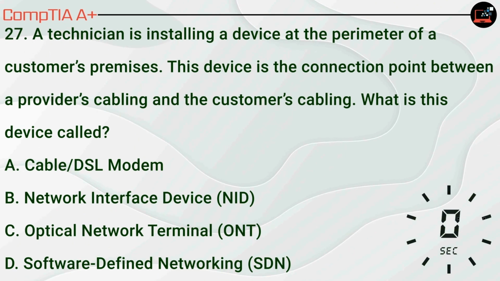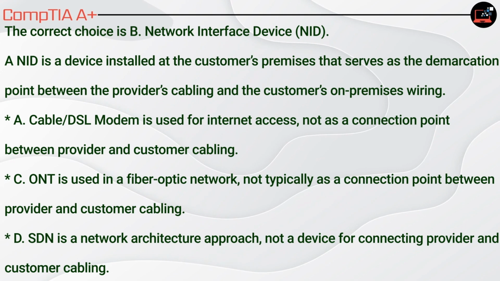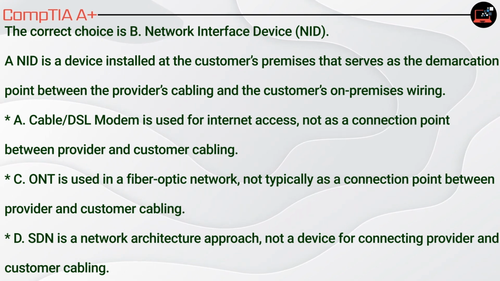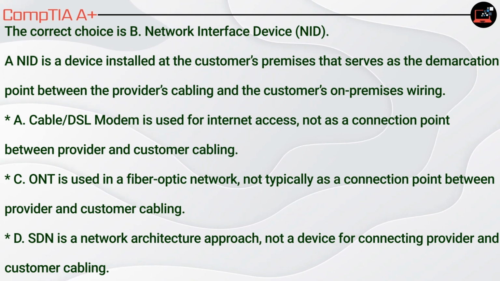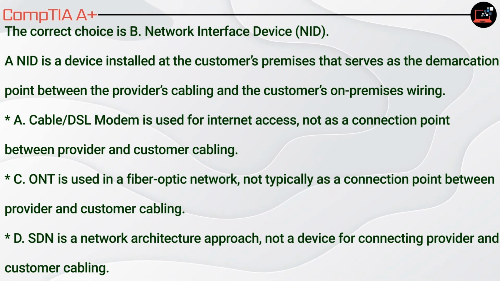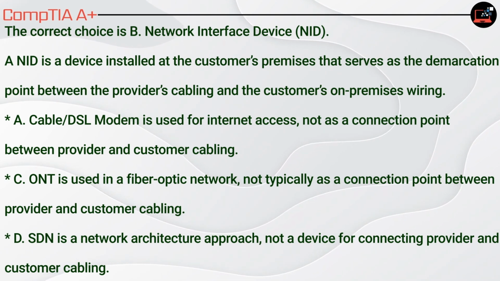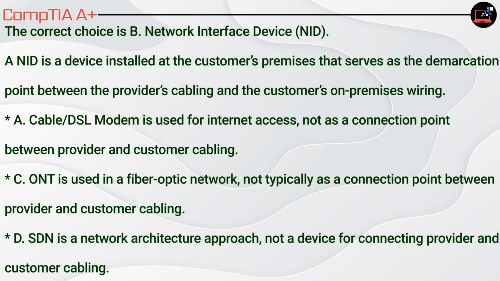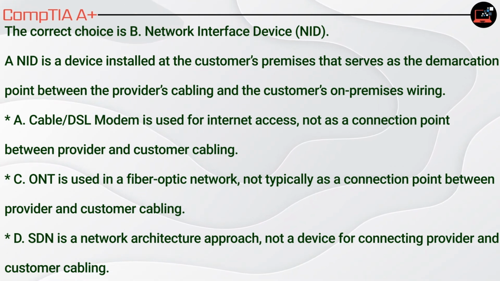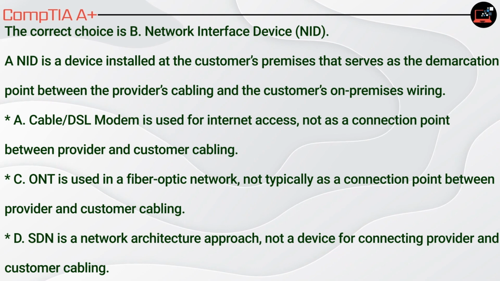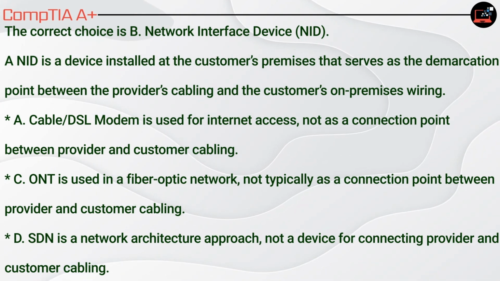The correct choice is B. Network interface device, NID. A NID is a device installed at the customer's premises that serves as the demarcation point between the provider's cabling and the customer's on-premises wiring. A cable DSL modem is used for internet access, not as a connection point between provider and customer cabling. C. ONT is used in a fiber optic network, not typically as a connection point between provider and customer cabling. D. SDN is a network architecture approach, not a device for connecting provider and customer cabling.